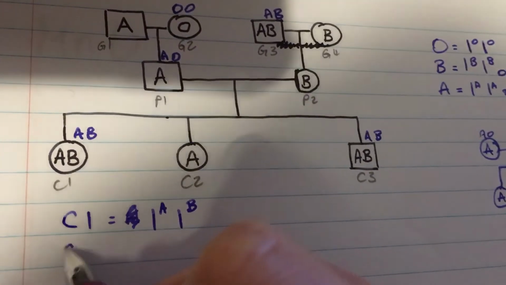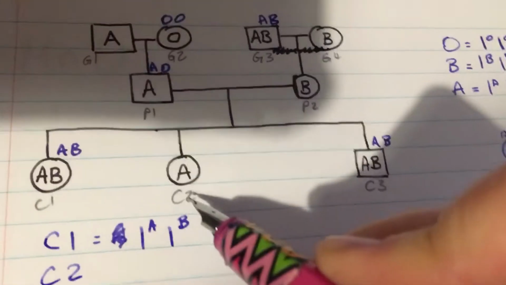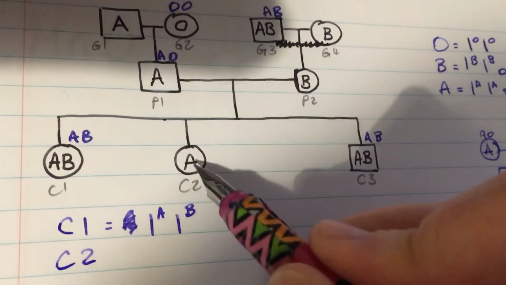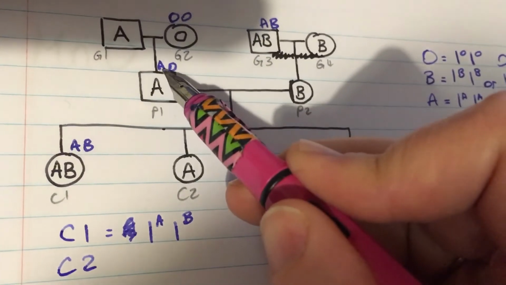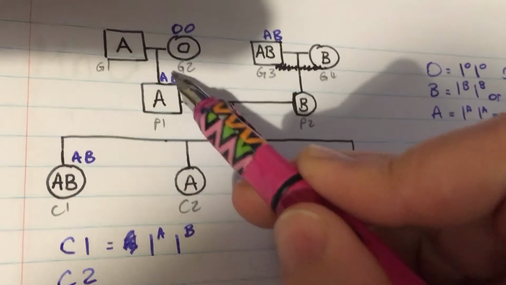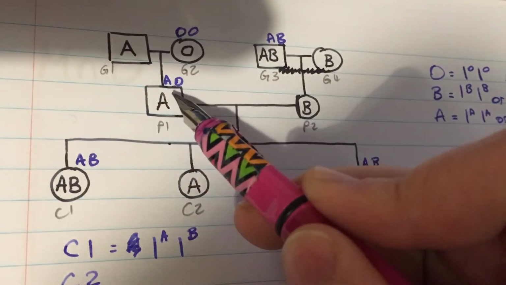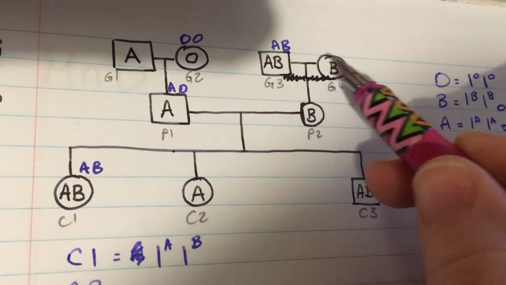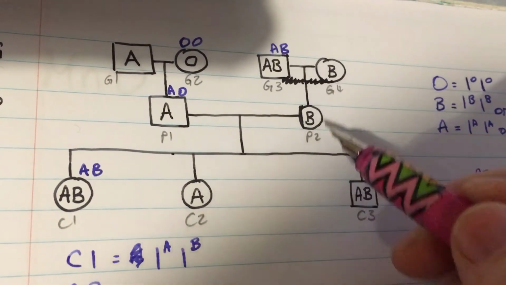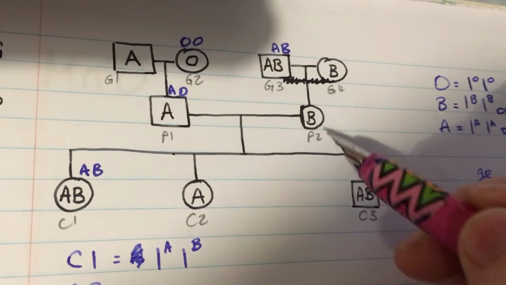Now they want to know about C2. Now C2 is type A, and we know that they must have got the A allele from parent 1. Now, parent 2, we haven't been able to see if parent 2 has got any recessive offspring or parents.